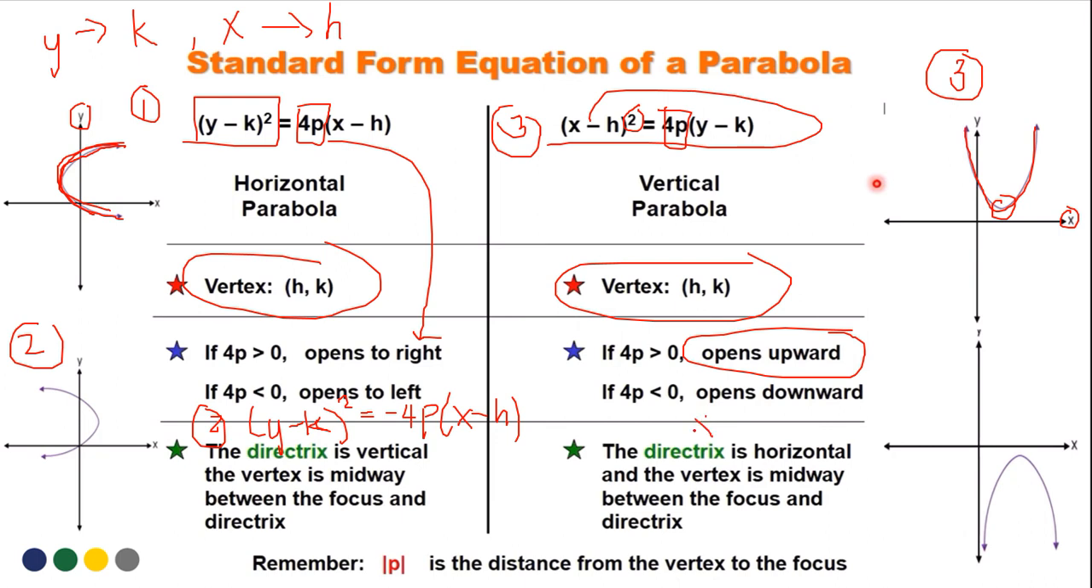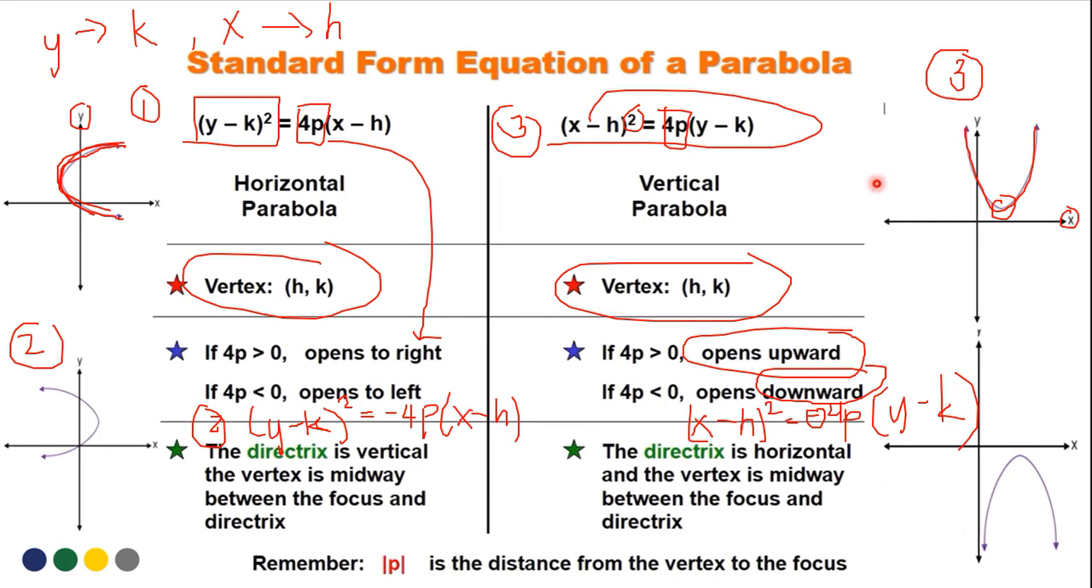And the formula here, or the fourth formula, is x minus h squared is equivalent to negative 4p times y minus k. So that is downward because you have a negative. And tandaan, 4p is the most important variable and number when it comes to solving the equation of the parabola. And again, the directrix is horizontal and the vertex is midway between the focus and the directrix.